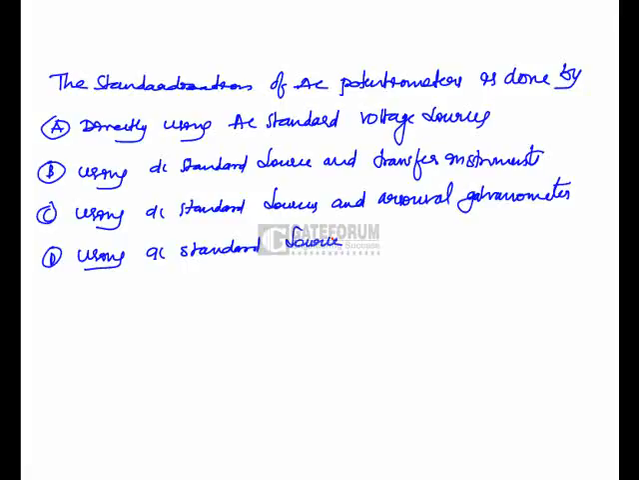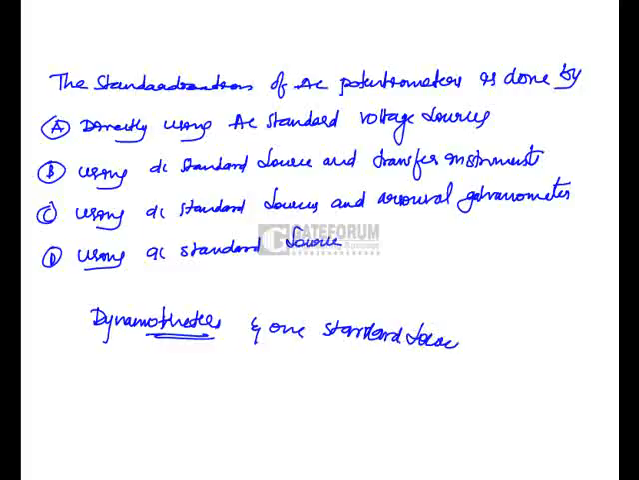Standardization of AC potentiometers is done by. Okay, AC potentiometers consist of dynamometers. Since dynamometers work on AC, we don't have any PMMCs. We will use dynamometers and one standard source for calibration. That means for standardization we will require one standard source for calibration and dynamometers. This dynamometer is also called a transfer instrument.